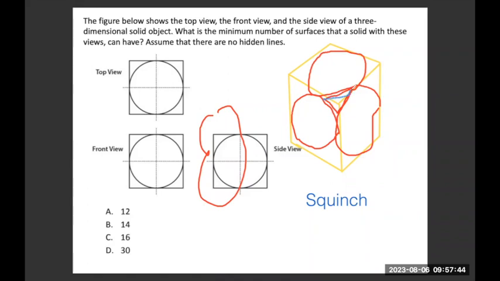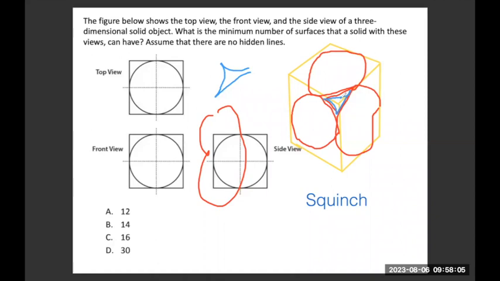A squinch is a surface. It's in 3D, so a squinch surface looks somewhat like this. It's called a squinch surface. It is one surface, let me tell you.